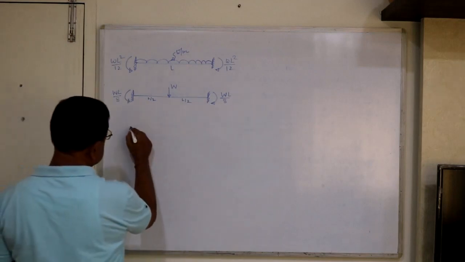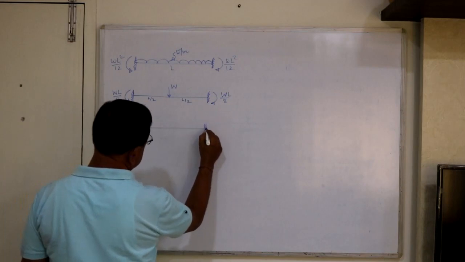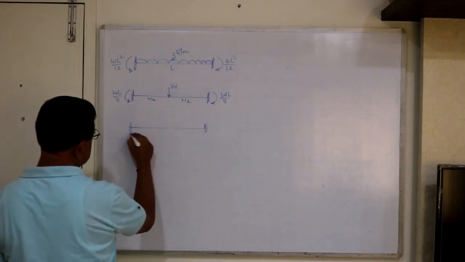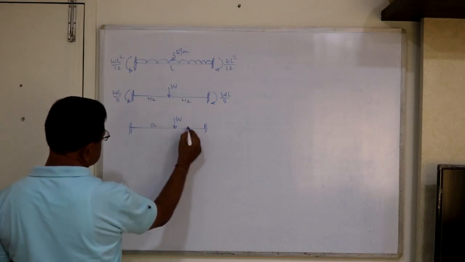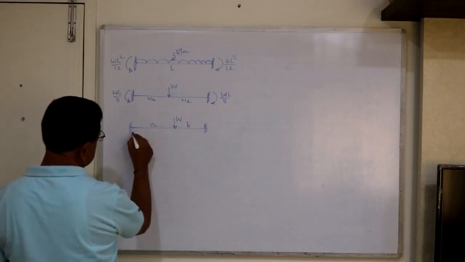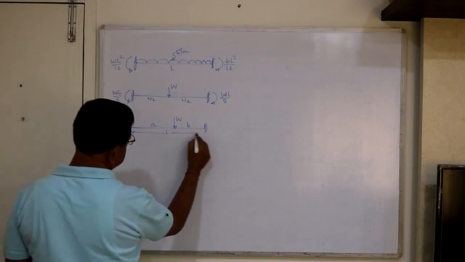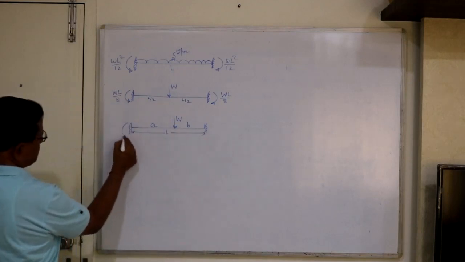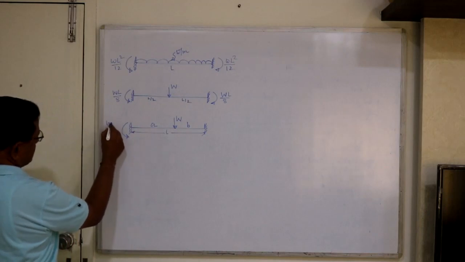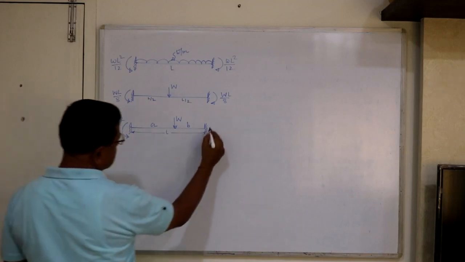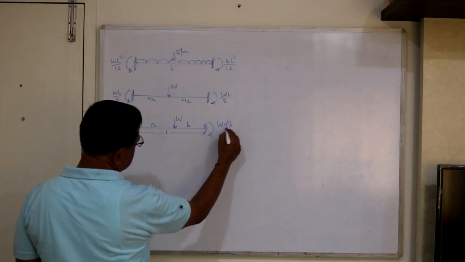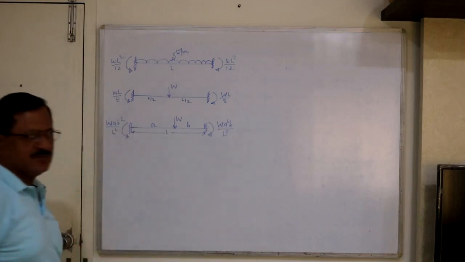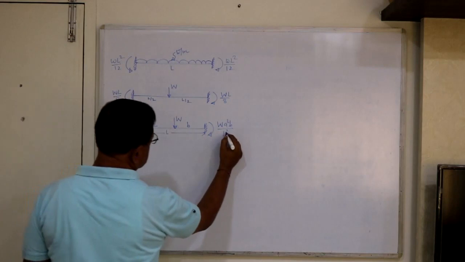The next one is, let's take eccentric concentrated load. Load is not at center. So say this distance is A, this is B, and total span is L. Then the left hand anti-clockwise moment is WAB square upon L square, and the right hand clockwise moment is WA square B upon L square.